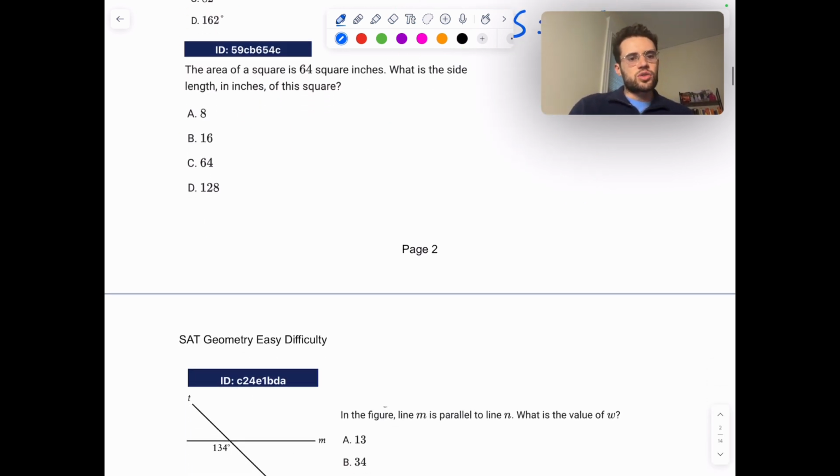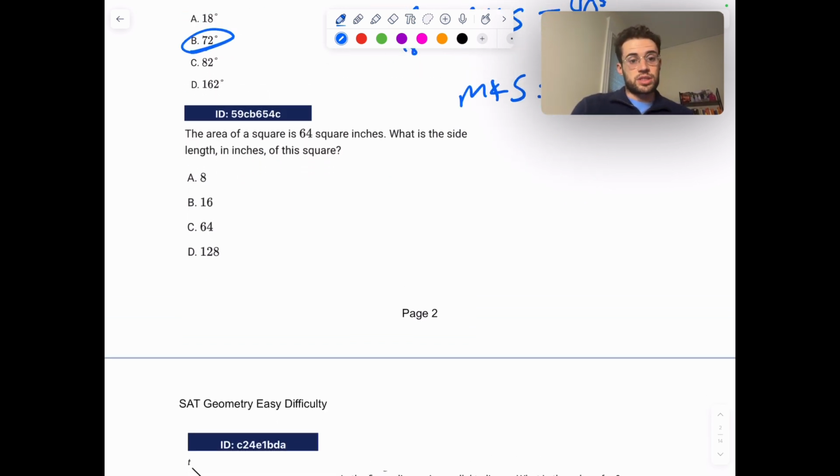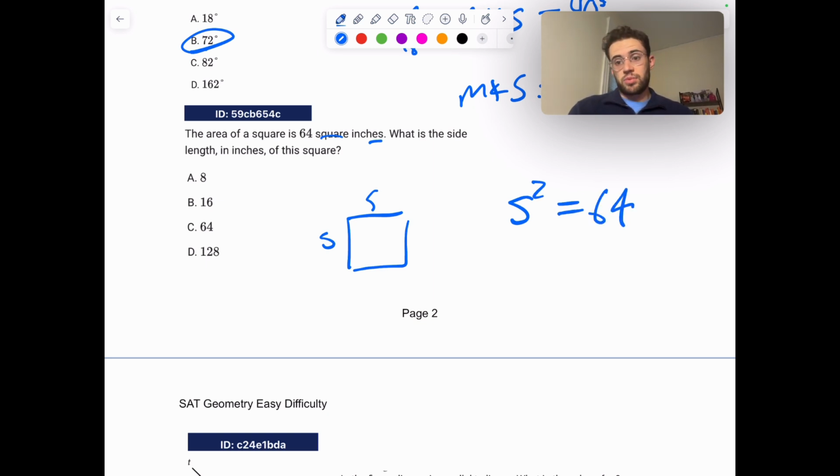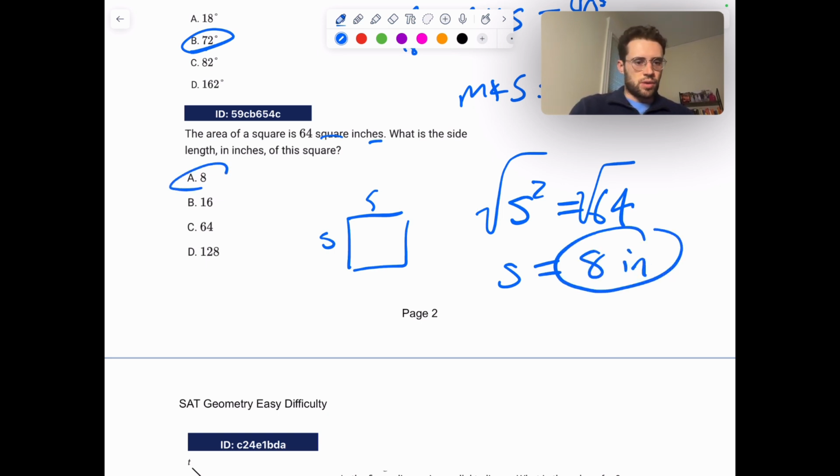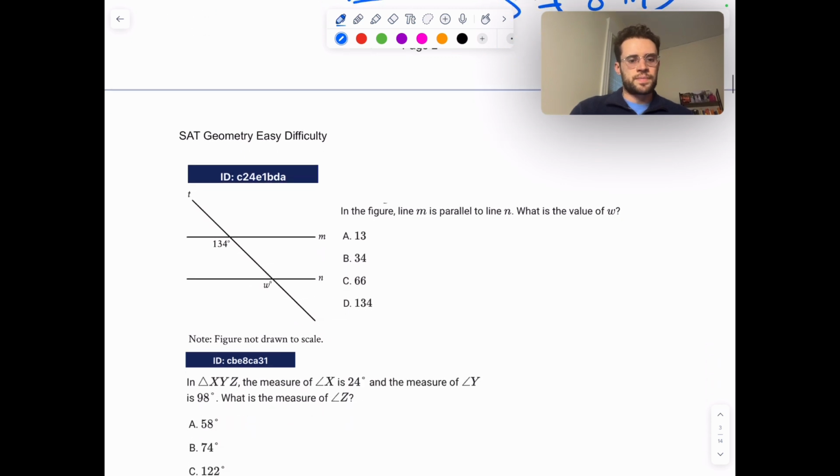The area of a square is 64 square inches. What is the side length in inches? So you could say it's s times s gives us 64, so s squared equals 64. Now, if this was an algebra problem, this would be two answers. It could be positive or negative 8, but since it's geometry, you can't have a negative length. We can just do the square root of both sides. That gives us that s is equal to 8 inches. So 8 inches will be the length of the square.